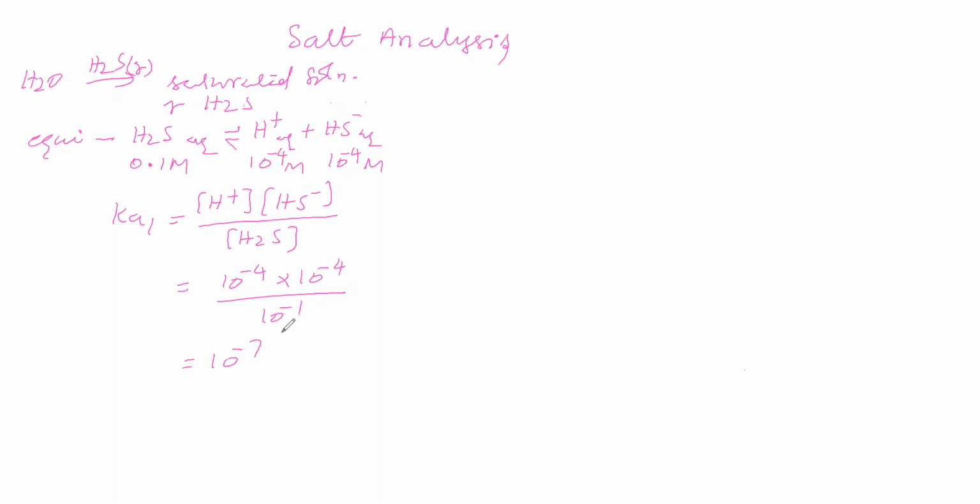Now let us disturb the system by adding HCl. Let us add 0.1 molar HCl aqueous. So what will happen? The system is disturbed. Sir, how to know it? That we'll see. Now H2S gives H plus aqueous and HS minus aqueous.